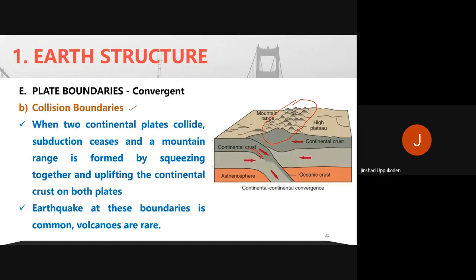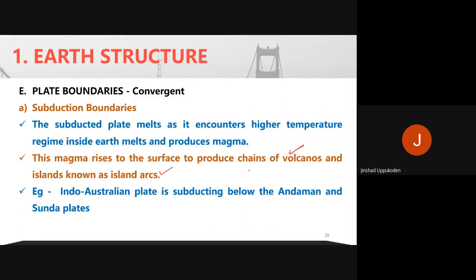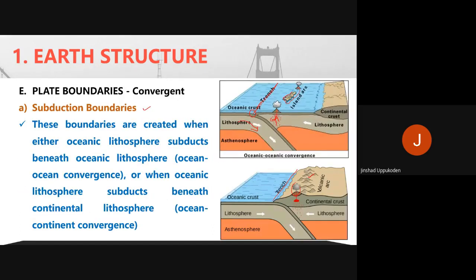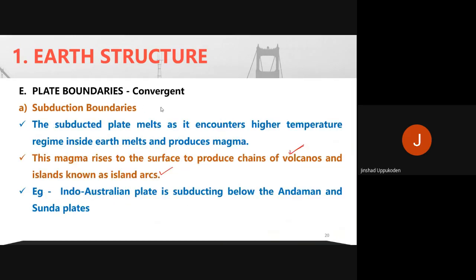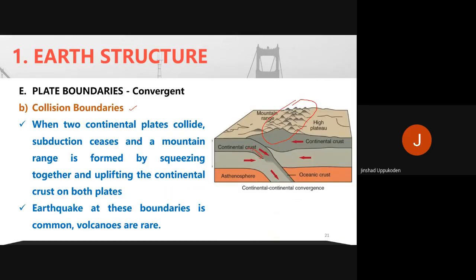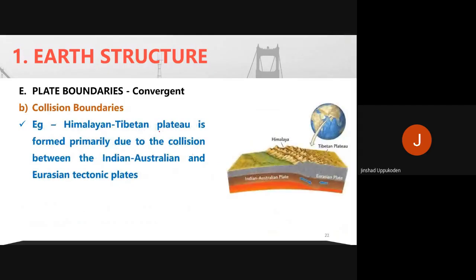Volcanoes exist only in these two cases: in the subduction boundaries when in the ocean, or when ocean and the corresponding continent plates crush each other or come close to each other. So these are two different types of convergent boundaries. One is the subduction boundary, the other is the collision boundary.